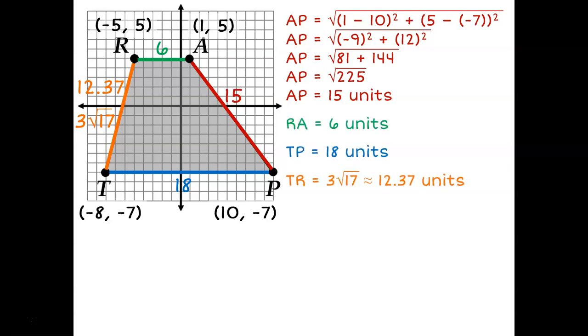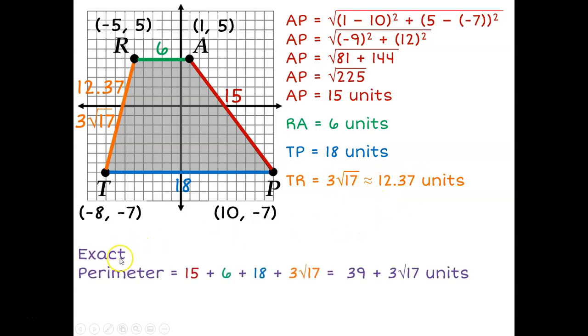Well, to figure out the entire perimeter, I need to add all of my answers together. And I'm going to do that in two ways because TR is expressed in two different ways. I'm going to have one answer for my exact radical and one answer for my decimal approximation. The exact perimeter would be adding up all of the integer answers, the 15, the 6, and the 18, and the radical, 3 root 17.